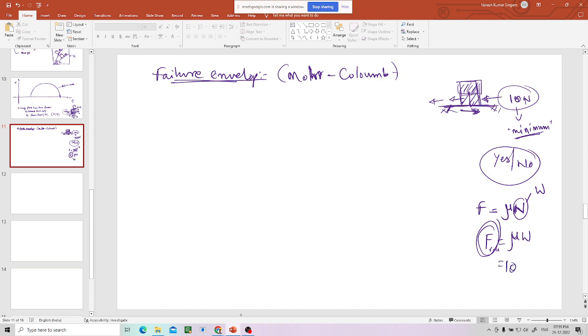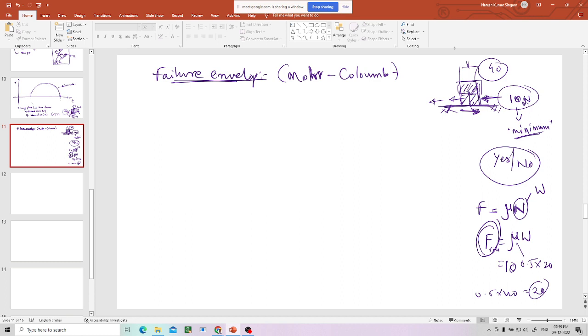So mu is 0.5, W is 20, so you got 10, so you applied 10, it is moving. But now if you put another same block, the total weight will be 40, so the total frictional resistance will be 0.5 into 40. How much? 20. So if you apply 10 Newton, it cannot move. It is just common sense also. When you are increasing the weight, you cannot move.